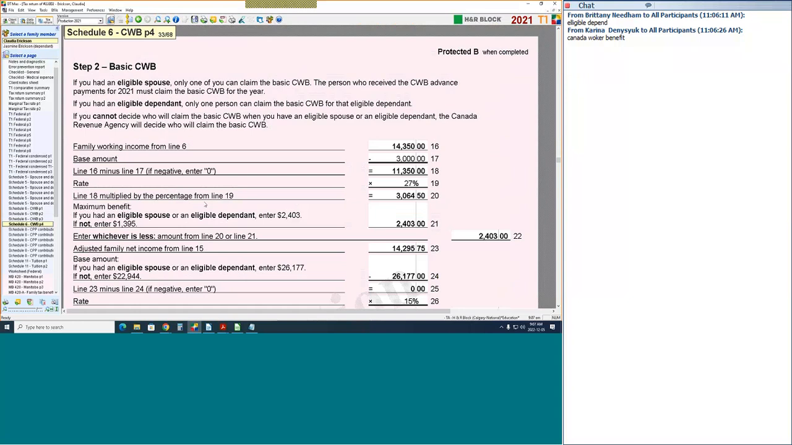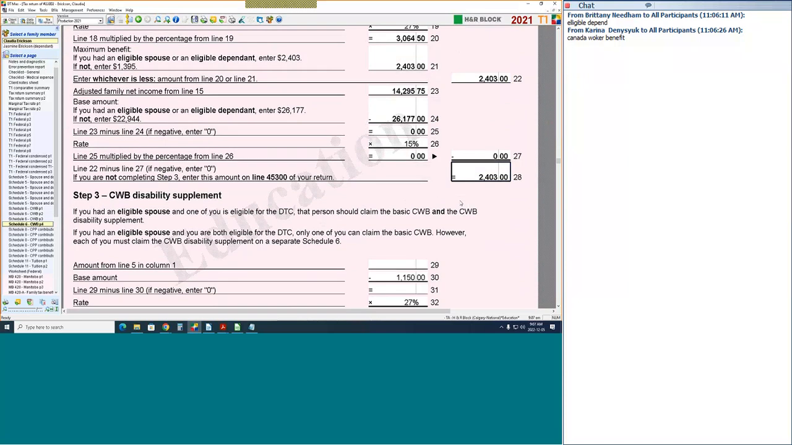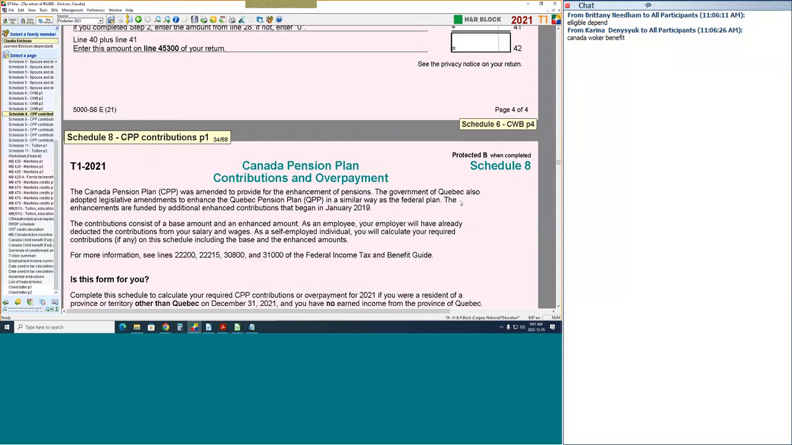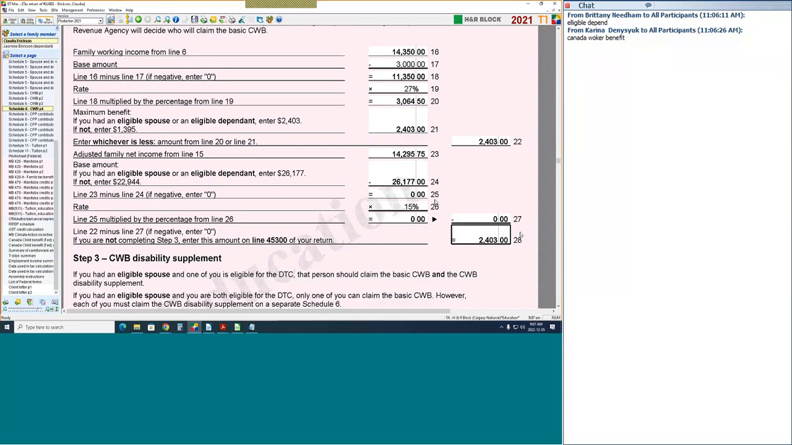In this case, how much is she getting for Canada Workers Benefit? So now she should be getting the base amount for herself plus an amount because she had an eligible dependent, so she's going to get a little bit extra there. Her total benefit will be $2,403. Okay. What are some of the other things that would make it impossible for her to get Canada Workers Benefit?